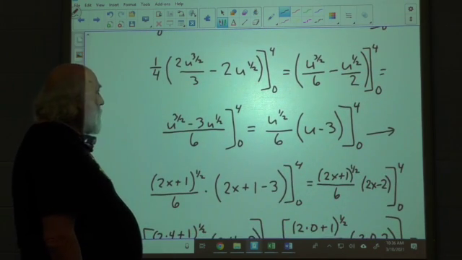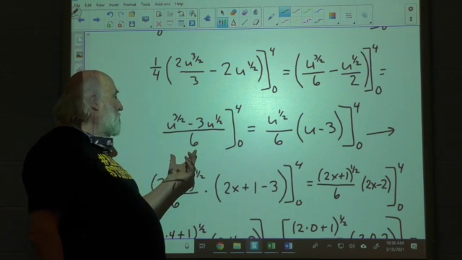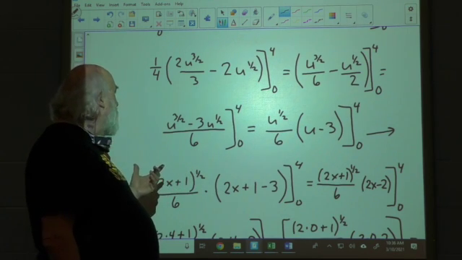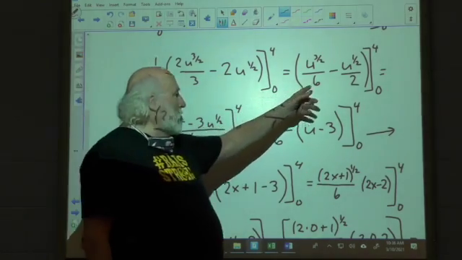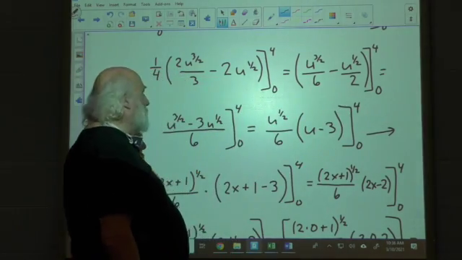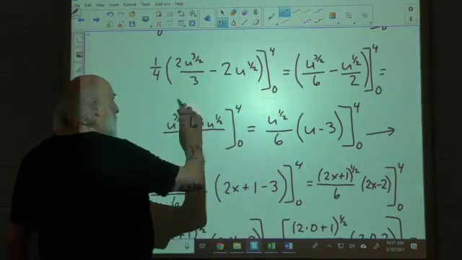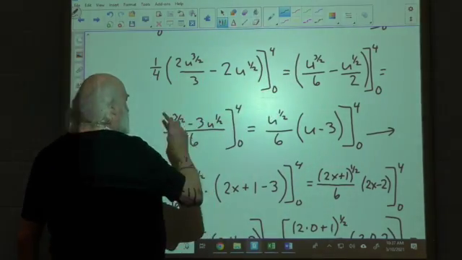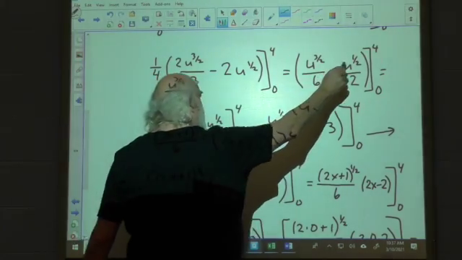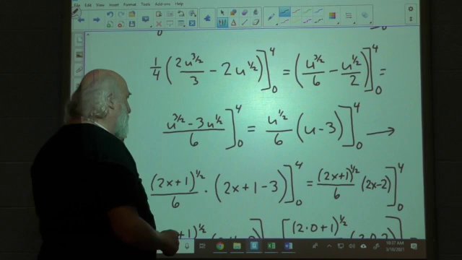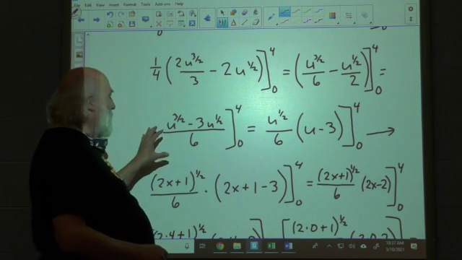So I combine this into one fraction. Lowest common denominator of 6 and 2 is 6. So 6 goes into 6 one time. 1 times u to the 3/2 is u to the 3/2. 2 goes into 6 3 times. 3 times u to the 1/2 is 3u to the 1/2. So this is our fraction right here.